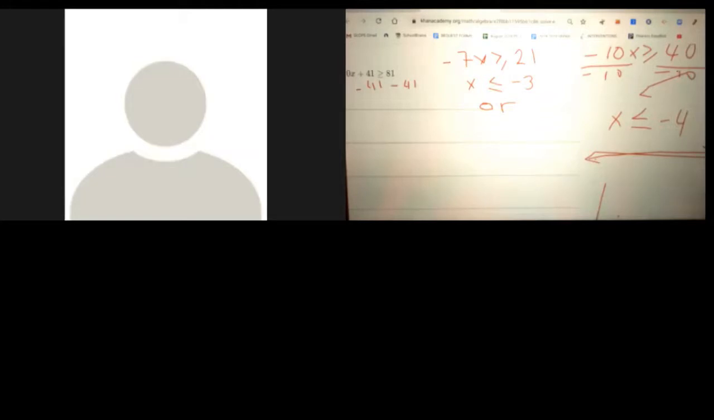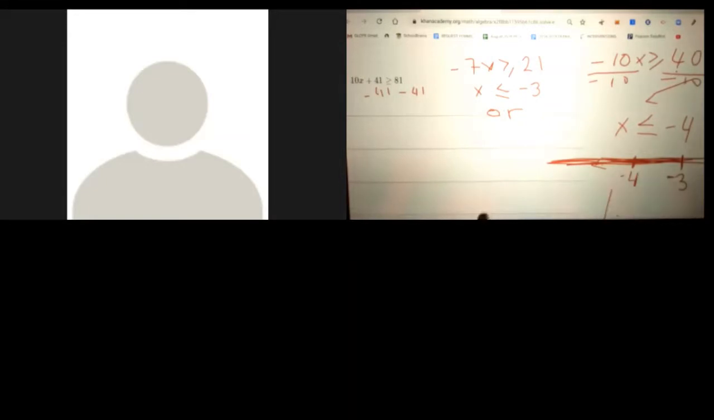All right, so I'm going to mark those numbers. I'm going to call this my -4, and then I have a -3. -3 is greater than -4. So give yourselves some space. That's why I wanted to erase and do all this. Now let's draw. X is less than or equal to -3. It goes this way. You guys get the idea.